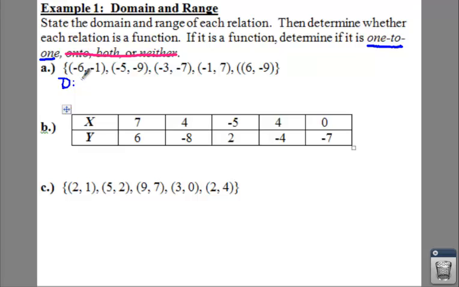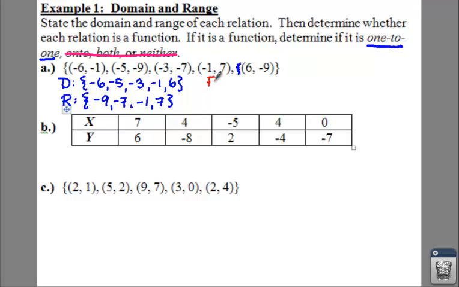And remember, your domain is going to be your x values. So we're going to start with -6, -5, -3, -1, and 6. I like to write them in numerical order. You don't have to, but you're going to look a lot more intelligent, like me, if you do it that way. Your range is going to be your y values. For your y values, we're going to start with -9, -7, then -1, and 7. Now notice I didn't write the -9 twice. You don't want to do that.